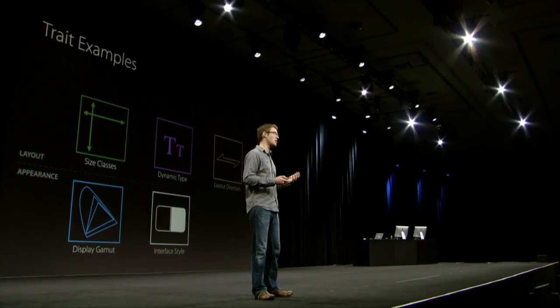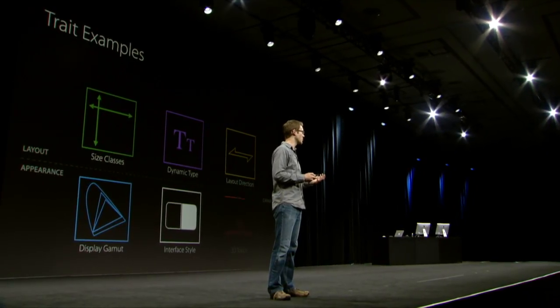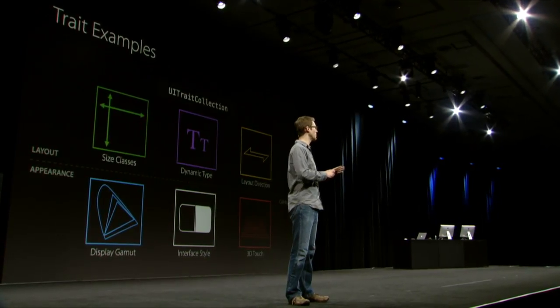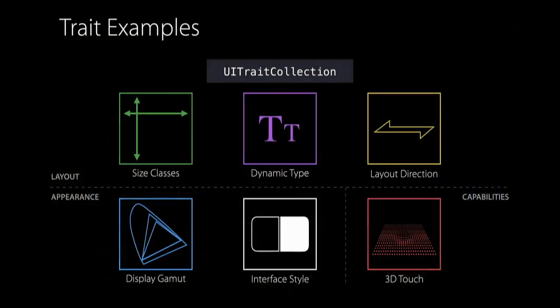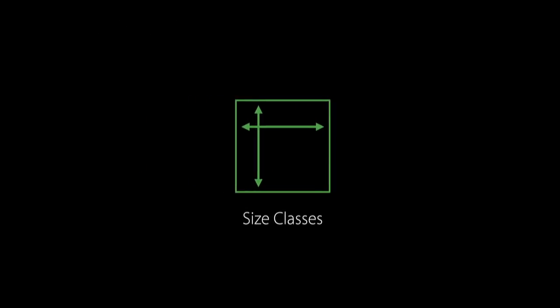But traits can also describe capabilities. So for example, whether or not the device that you're using supports 3D touch or not. If you want a full list of all the possible traits that you can make your applications adaptive over, check out the UITraitCollection interface. But now I want to specifically focus in on talking about size classes.